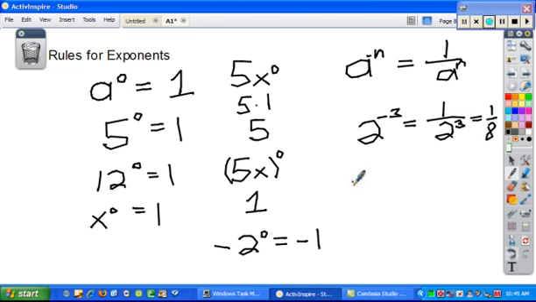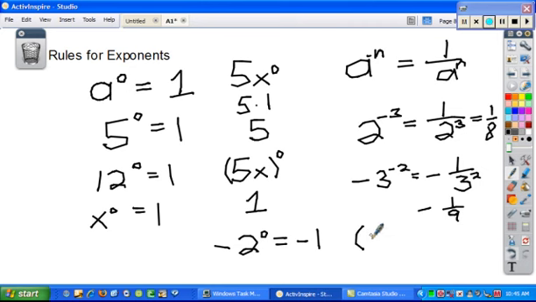Or let's say we have negative 3 to the negative 2. Well, I flip the 3, and I only flip the 3. I leave the negative out in front, and I flip the 3, and now I have 3 squared. So I get 1 over 3 squared, which is 1 over 9, and the negative is still out in front.